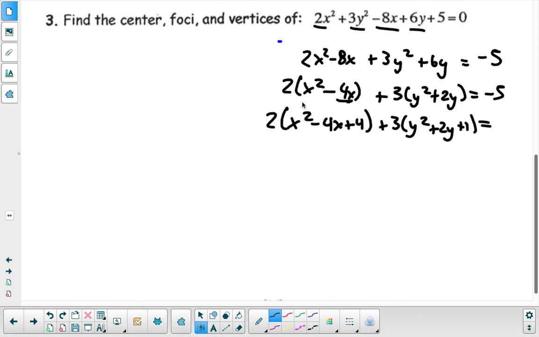Because if you were to distribute this, you wouldn't just have straight up 4. You'd have 2 times 4. So you're going to add 8, and you're going to add 3. So negative 5 plus 8 plus 3 is the right-hand side. That's kind of the hardest part to this. Well, we have 2 times x minus 2 squared plus 3 times y plus 1 squared. Negative 5 plus 8 is 3. 3 plus 3 is 6.